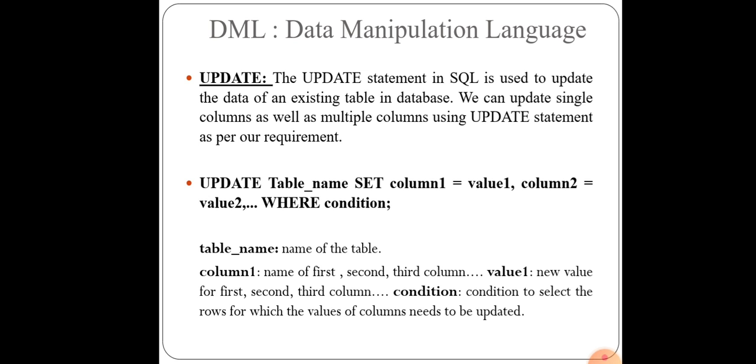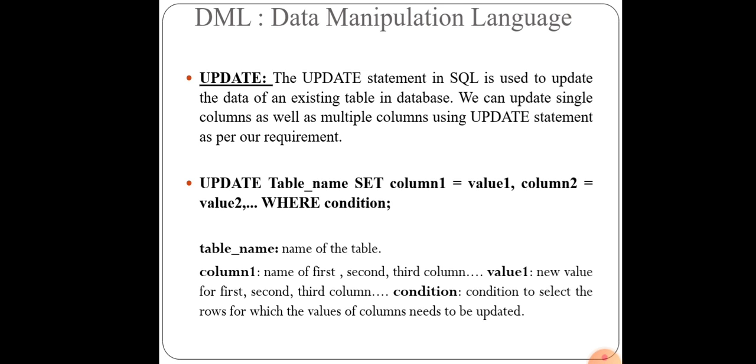For example, if I want to update the marks of roll number 1, earlier it was 50, now I want to update it to 60. So I will be writing update student table set marks is equal to 60, where roll number is equal to 1. So this is how the update command is to be used. So wherever the record is there in which the roll number is specified as 1, the marks will get updated. Now the update statement in SQL is used to update the data of an existing table.